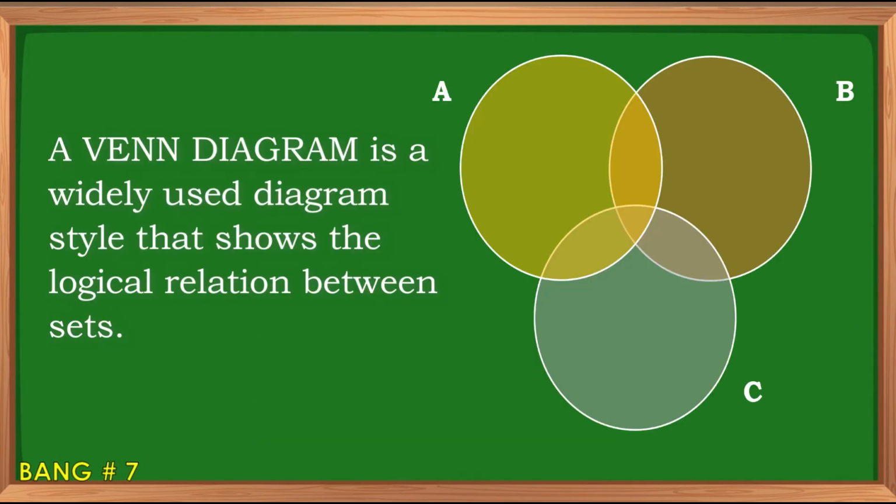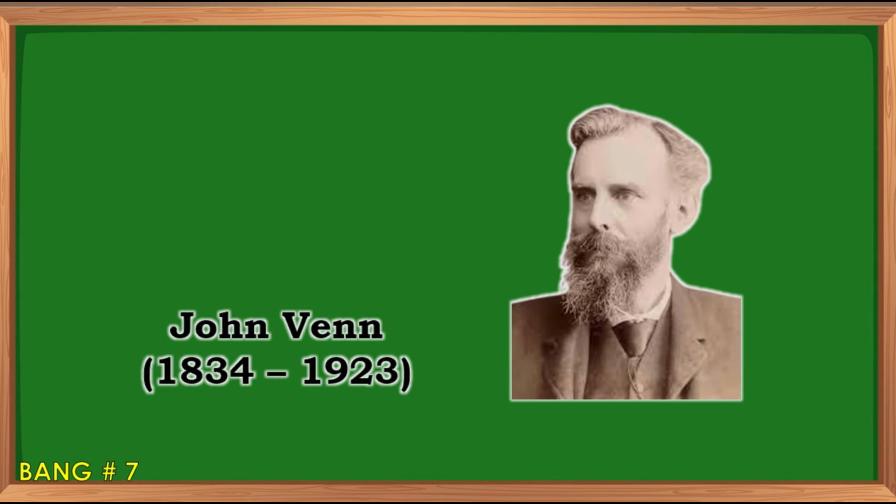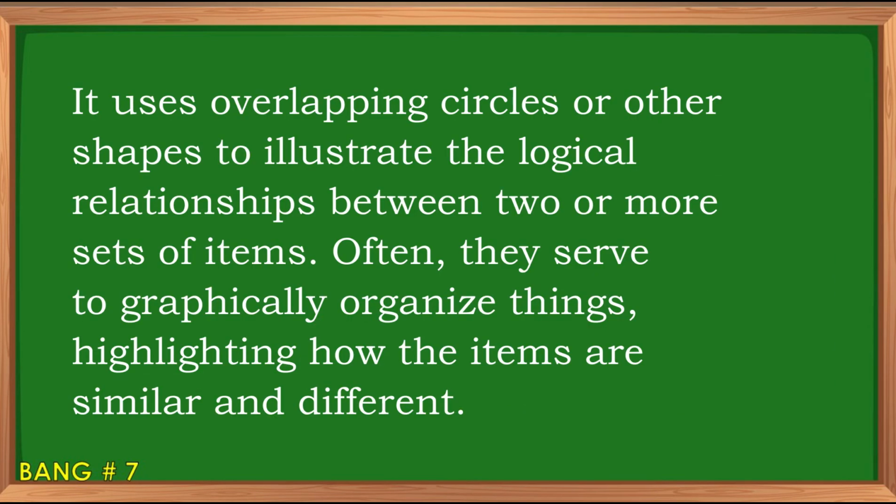A Venn diagram is a widely used diagram style that shows the logical relation between sets, popularized by John Venn in the 1880s. It uses overlapping circles or other shapes to illustrate the logical relationships between two or more sets of items. Often, they serve to graphically organize things, highlighting how the items are similar and different.